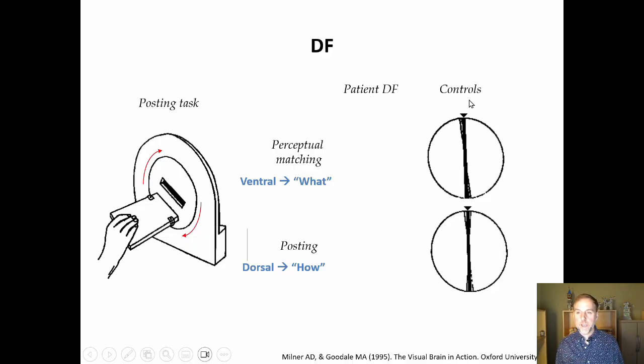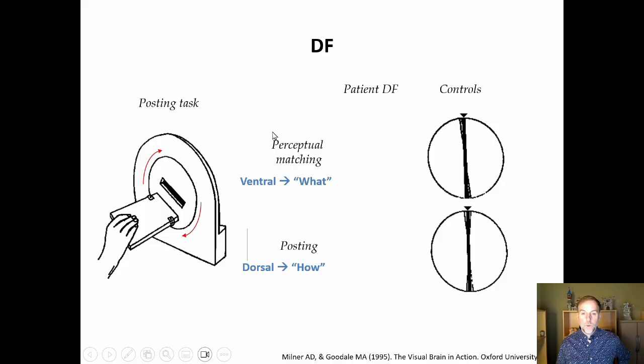So before we get to DF, let's look at age-matched controls, neurologically intact individuals. And again, these tasks are easy. So if we ask someone with a ventral stream and a dorsal stream to tell us the orientation of the mail slot, then they get this right every trial. It's easy. And then if we ask them to go ahead and post the letter on a separate block of trials, they can also do that. These tasks are easy. But let's look at DF. DF's ventral stream is damaged.